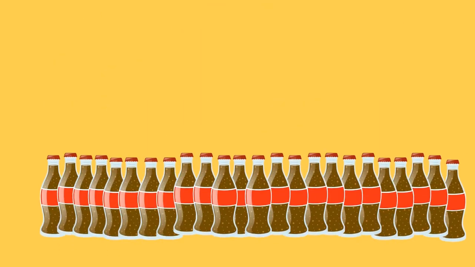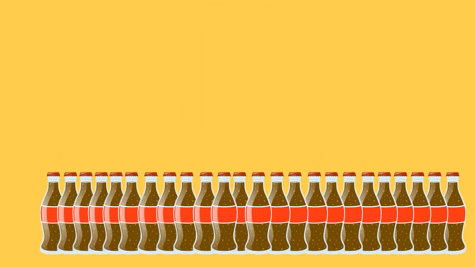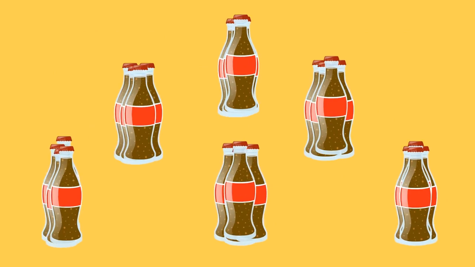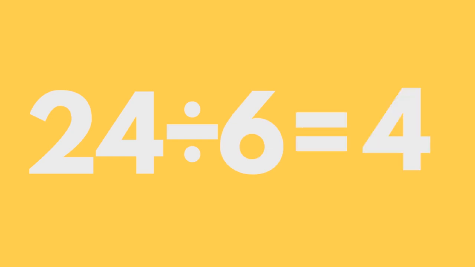Let's say you have 24 bottles of lemonade and you want to share them out equally with 6 friends. You can work out how many bottles each person gets using division. 24 divided by 6 gives us 4 bottles per person.